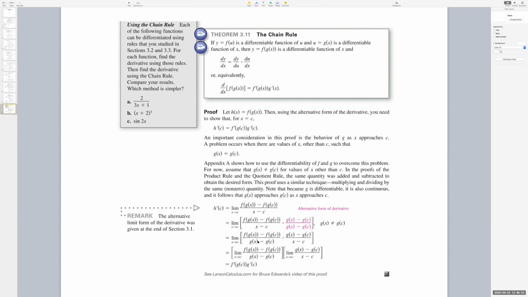At this point, because g of x is not the same as g of c and x is not the same as c, you can split this limit into two different limits. The answer for these limits is just the derivative of f in terms of g of x, and the derivative of g in terms of x. Again, this is the alternative form of the derivative. All right, so we know how the chain rule works. We should try to do some examples.